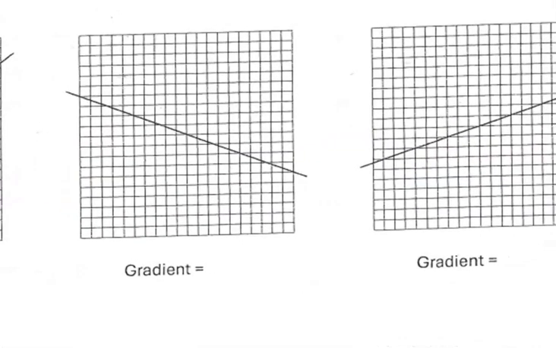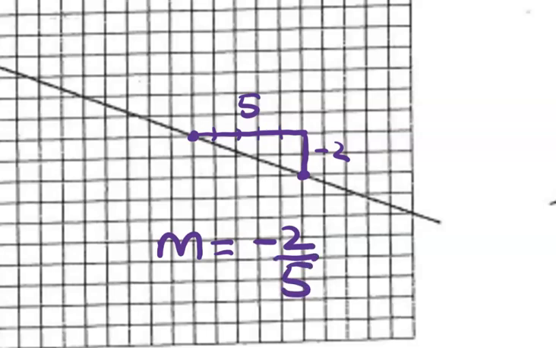Let's look at this one now. I can see a blob there, and I'll keep tracking down this way until I see another one. There's the next one. Carefully drawing that in and counting out 1, 2, 3, 4, 5, and then down 2. So the gradient here is -2/5.